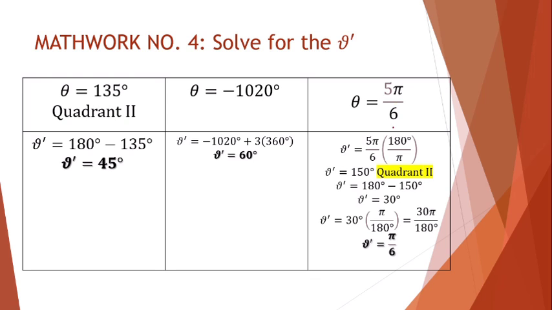Ito naman, convert nyo muna sa degree, and we have 150. So, since nasa quadrant 2 siya, so yung 180 ang inyong minuend at ito ang subtrahend. So, we have 30 degrees. So, syempre, since radian ang given, dapat radian din ang answer. So, ito yung sagot nyo. This is your radian.